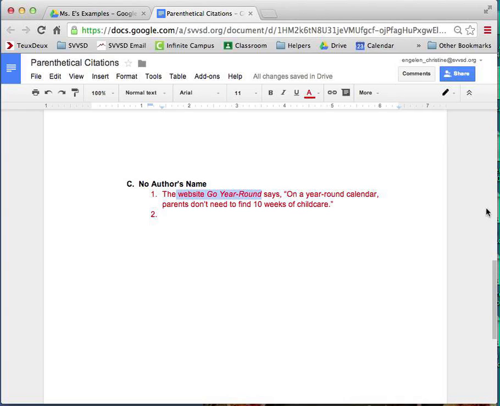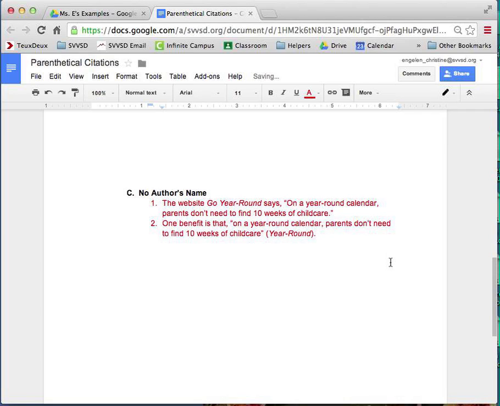So I could do it that way, or if I wanted to make it a sentence with a parenthetical citation, I could say one benefit is that "on a year-round calendar, parents don't need to find 10 weeks of childcare" with no punctuation after childcare. Close the quotation, space, and then the parenthetical contains just the word. I know I'm kind of cheating, this is 2 words, but it's one unit that is unique to this particular source. And I close my parentheses and I've got a period. Okay, so that is how it's done.